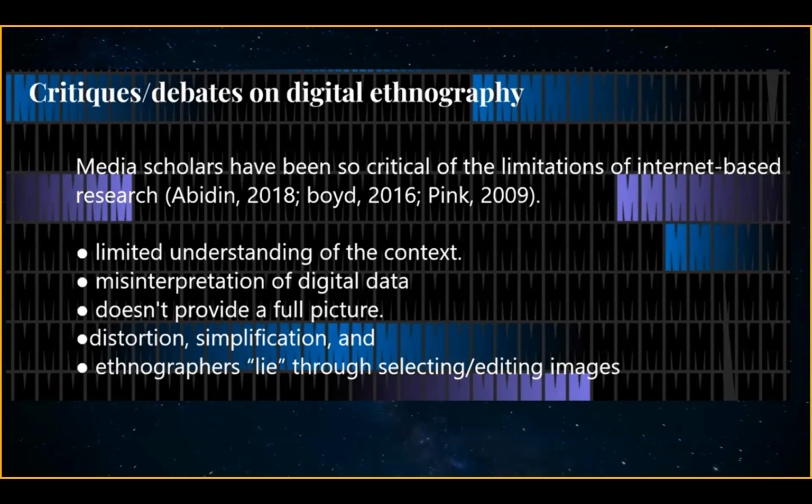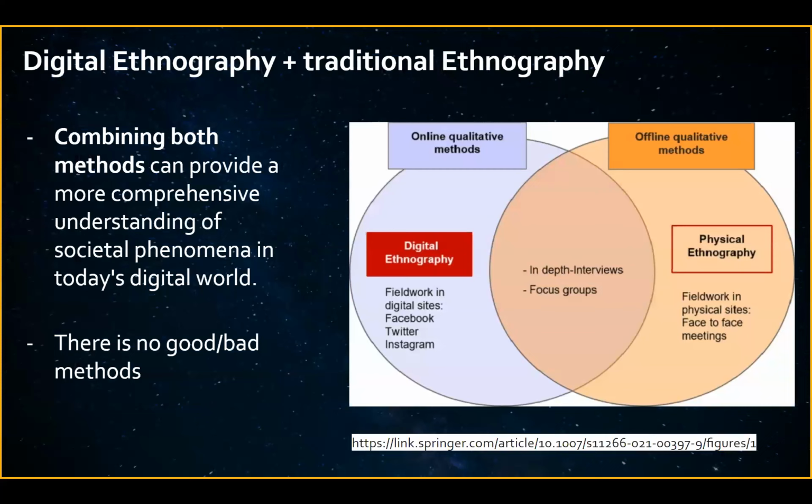And also there is distortion and simplification. When you collect data, you need to de-identify some specific information, based on your research questions and research objectives. So again, one of the key limitations of relying on digital ethnography is that it doesn't provide a full picture. It doesn't give the full context of your research subject. So we need to think about how we can mitigate these limitations.